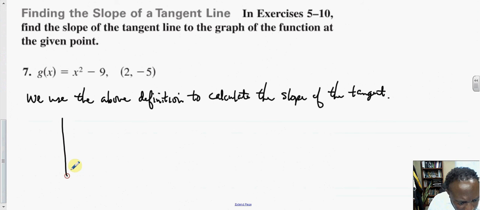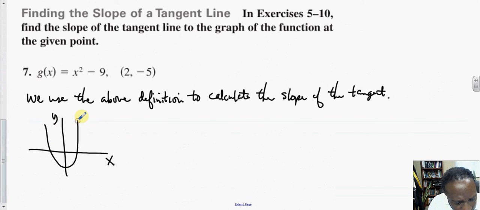So graphically, if we look at what we're trying to get, here we have this parabola that shifts down 9 units. This point here is the point (0, -9). Now the point x equal to 2: if x is 2, we get 4 minus 9, we get -5. So x is equal to 2 and y is equal to -5.